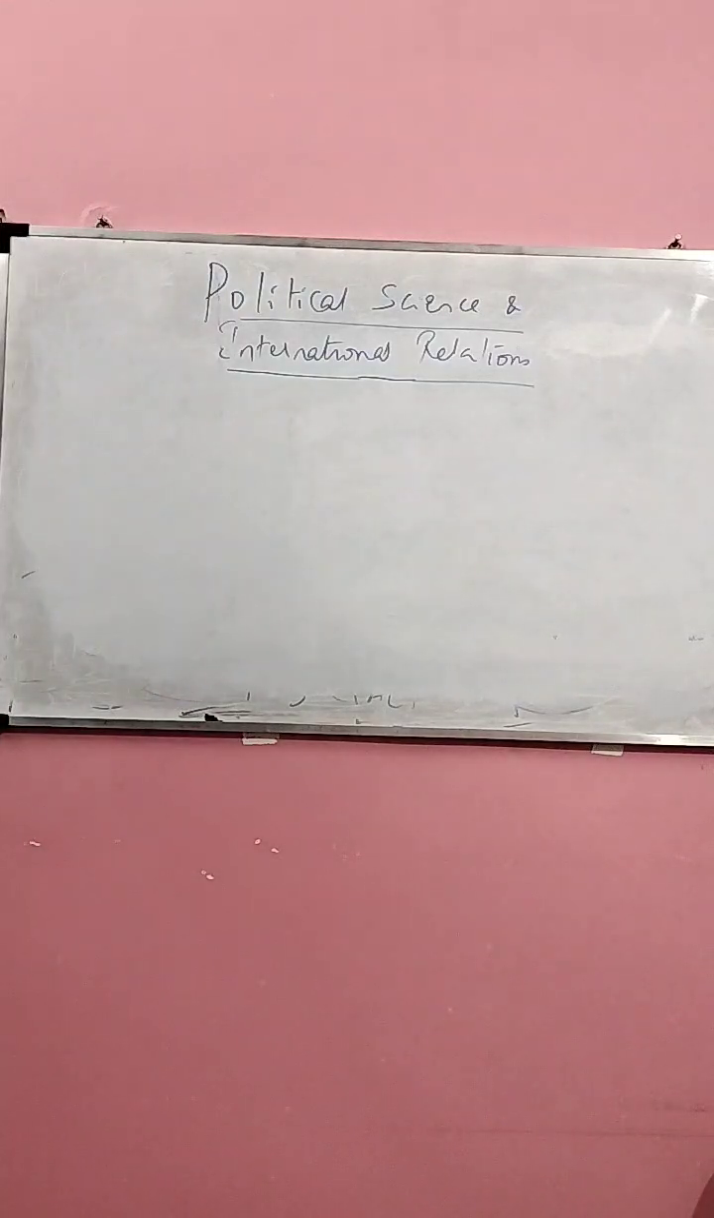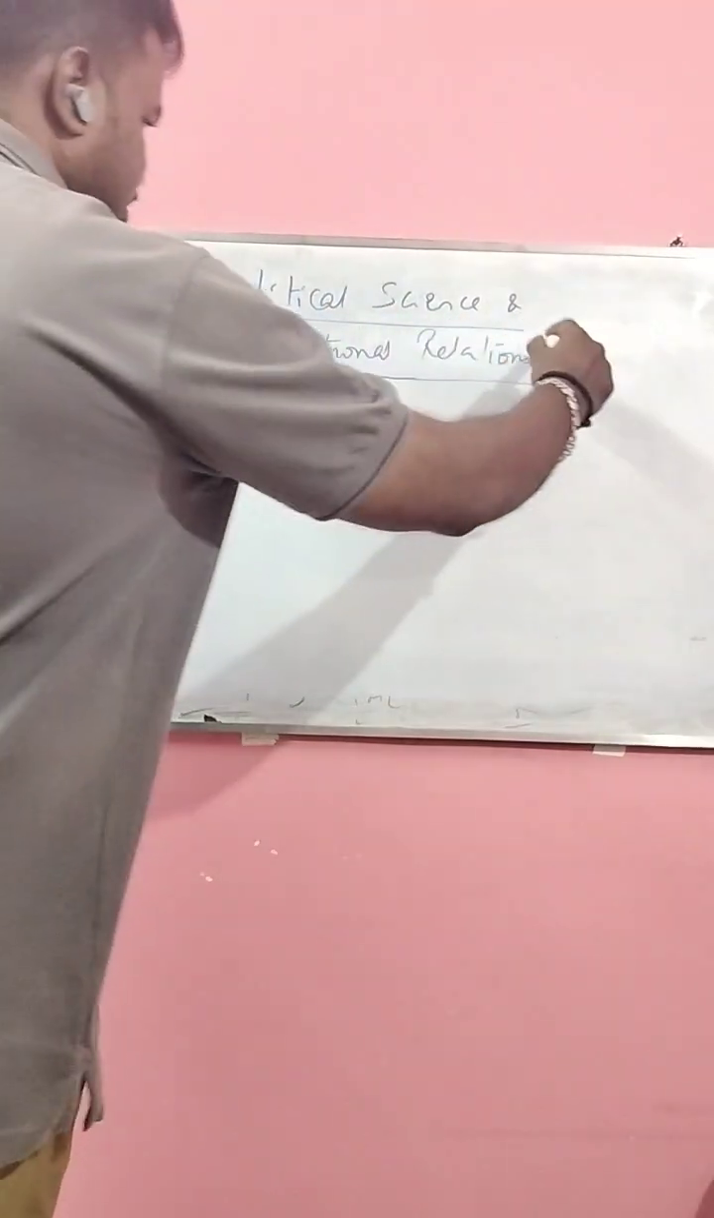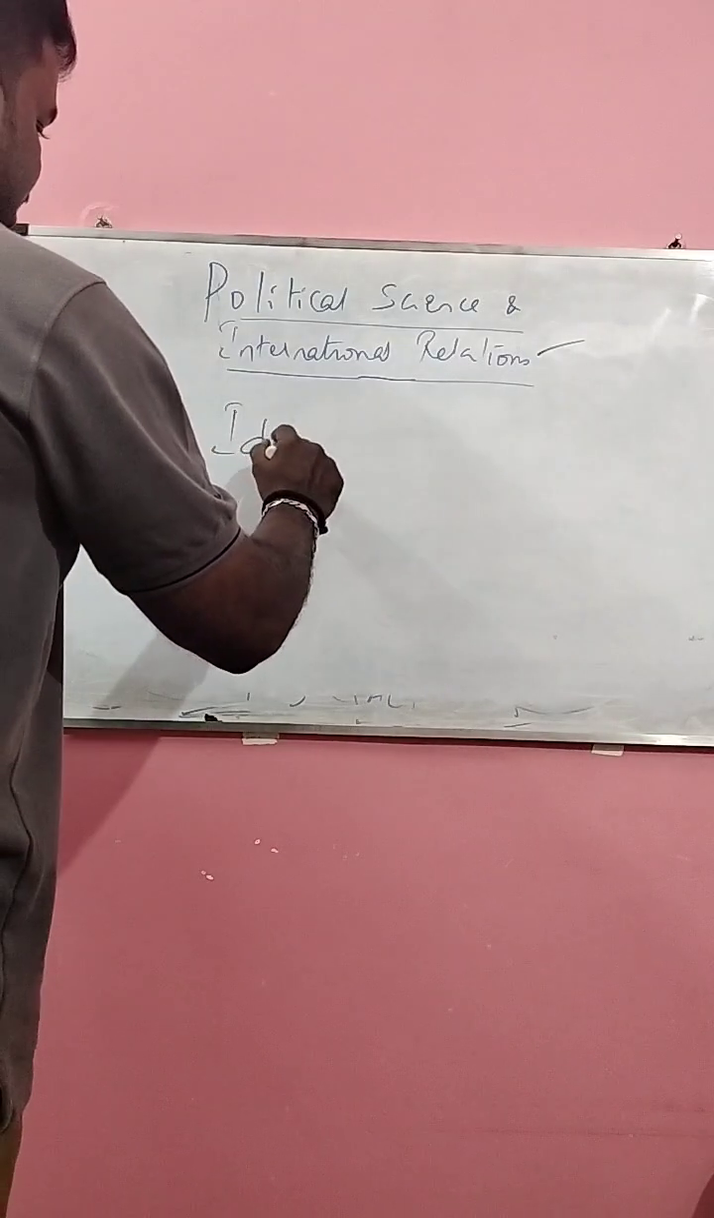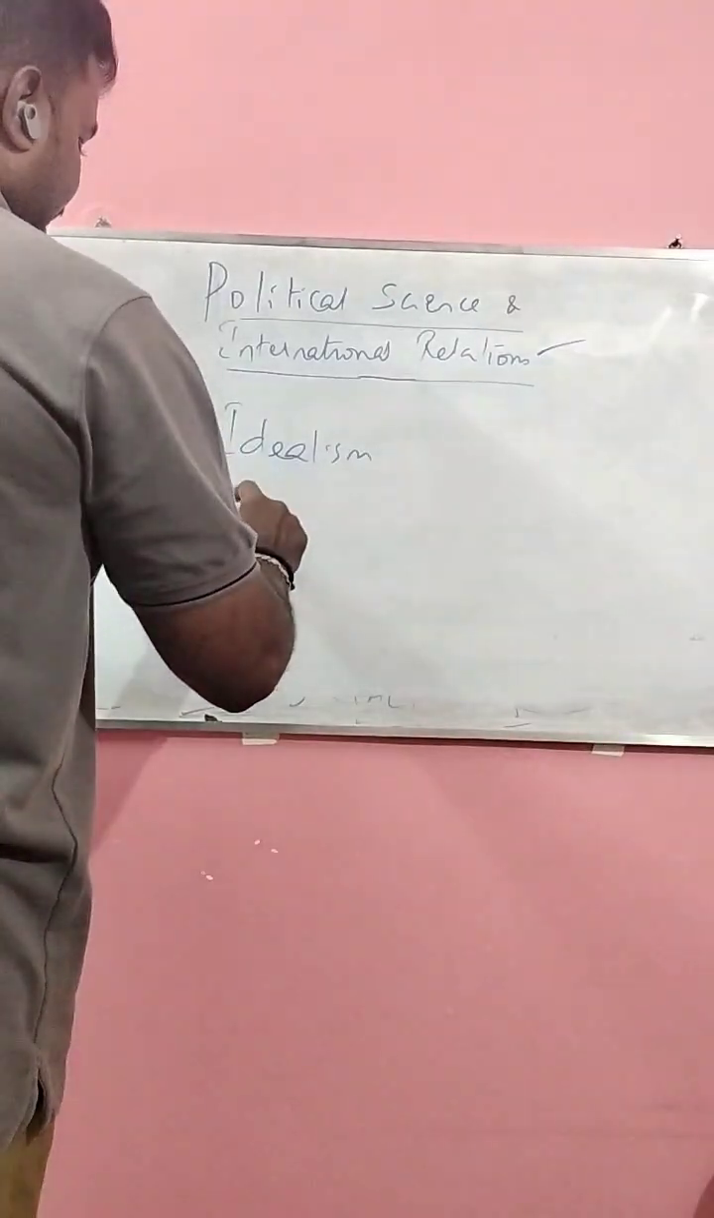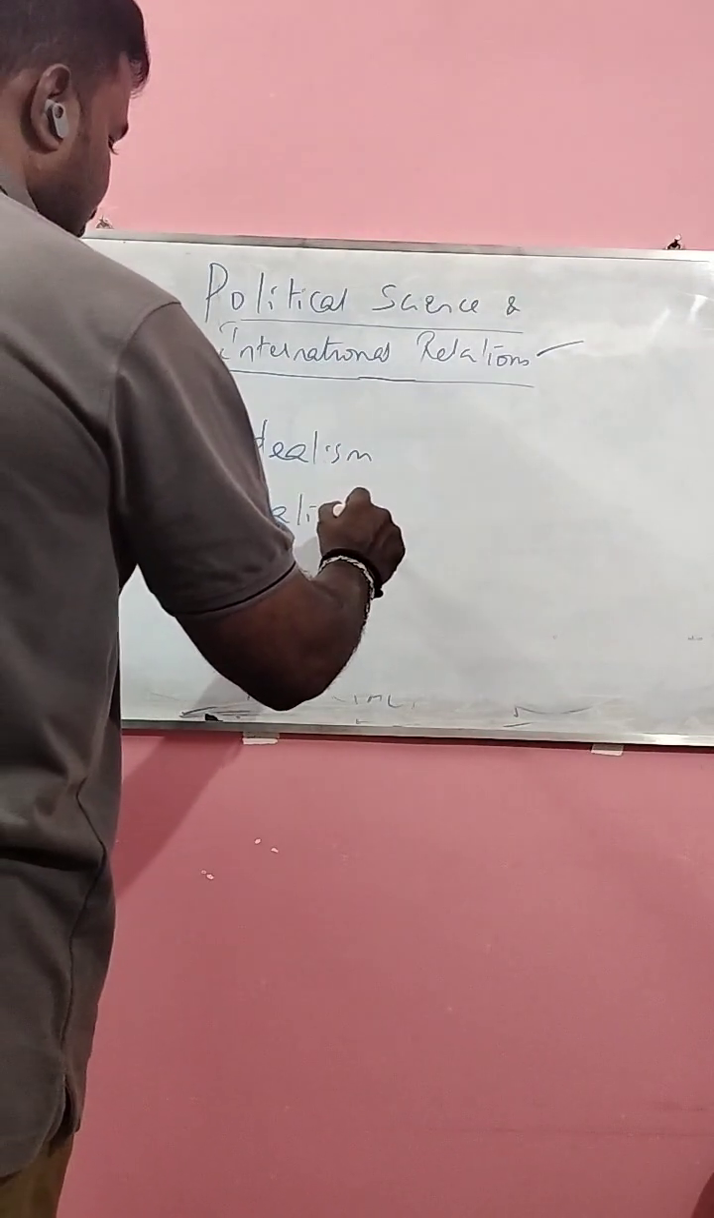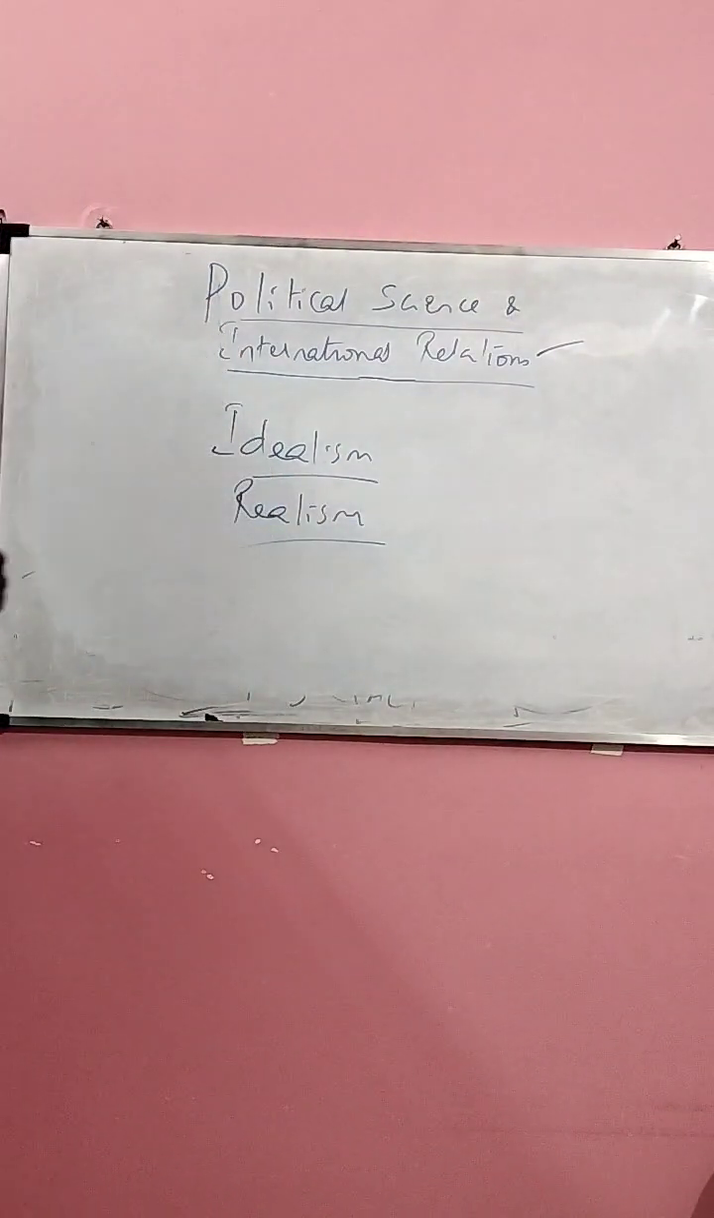In this lecture, we are going to study the two important approaches to study international relations. One is idealism and the other is realism. If you are a student of Political Science and International Relations, you would have already come across these two terms.